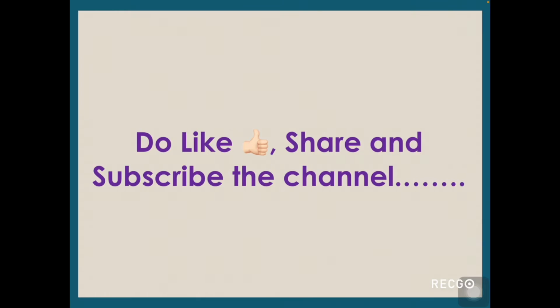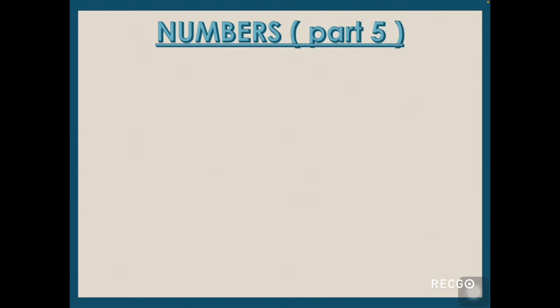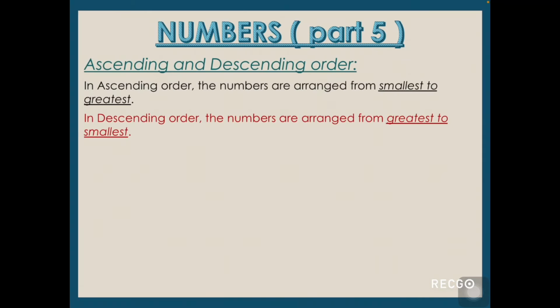Chalo, let's begin. So as we have already started numbers, and this is our fifth video, fifth lesson, I will be starting with ascending and descending order. You have little knowledge, maybe you have learnt in the previous classes what is ascending and what is descending. Let's recall it. See, ascending is going up, going from smaller to greater.